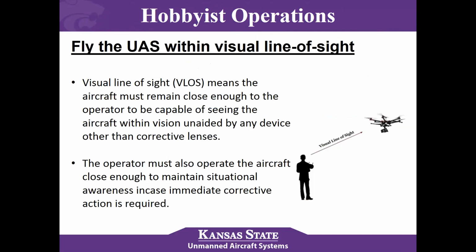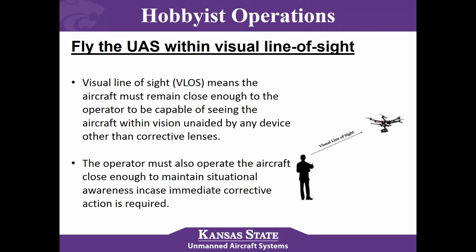Hobbyist operations within visual line of sight. So what does visual line of sight mean? It means that the aircraft must remain close enough to the operator to be capable of seeing the aircraft, within vision unaided by any device other than corrective lenses.